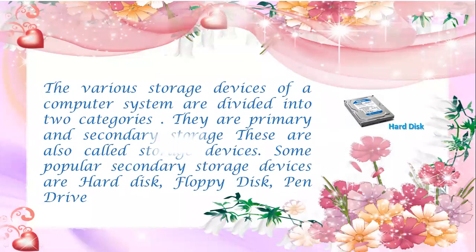Mainly, if we talk about storage hardware, there are two types: primary storage hardware and secondary storage hardware. Primary storage hardware is directly attached to the computer system or the motherboard, whereas secondary storage hardware is external, which we can carry as portable devices, like external hard disks, CD, DVD, floppy disk, pen drive, or memory card. Primary storage devices are mainly used by the computer, whereas secondary storage devices are mainly used by users to store their information.